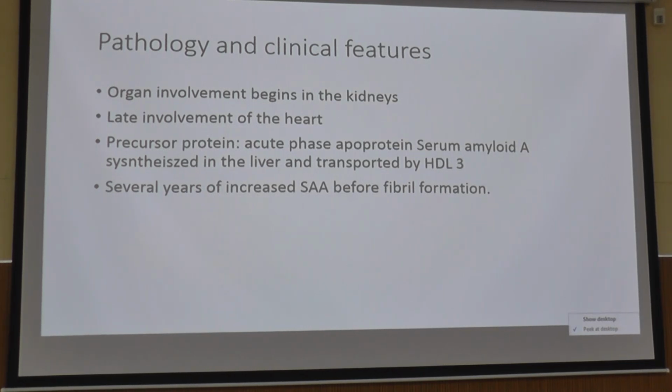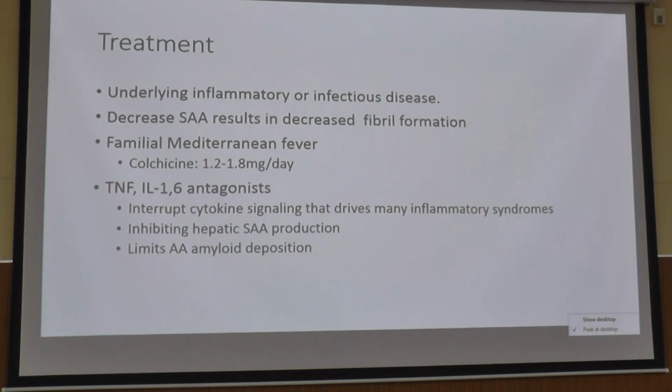What is the precursor protein here? It is serum amyloid A, which is synthesized in the liver. Now, several years of increased serum amyloid A has to be there before you have fibril formation. Serum amyloid A rises in chronic infection and chronic inflammation. So you have to treat the underlying inflammatory or infectious disease. Decreasing SAA, serum amyloid A, results in decreased fibril formation.